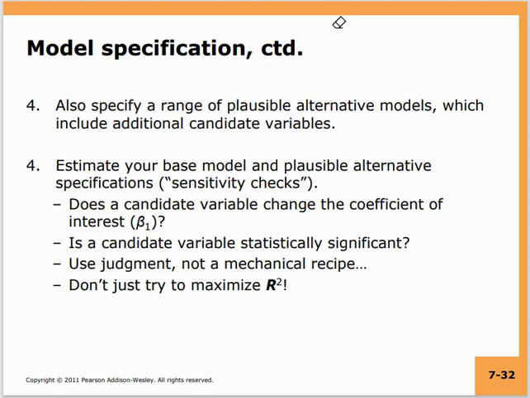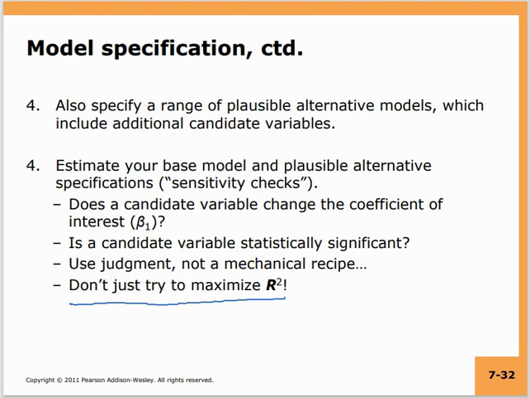You estimate your base model and plausible alternative specifications, with sensitivity tests. Does a candidate variable change the coefficient of interest beta 1? Is a candidate variable statistically significant? Use judgment, not a mechanical recipe. Use your understanding of the underlying theory to see whether a particular variable should be kept in your model or not. And most importantly, don't just try to maximize R square.